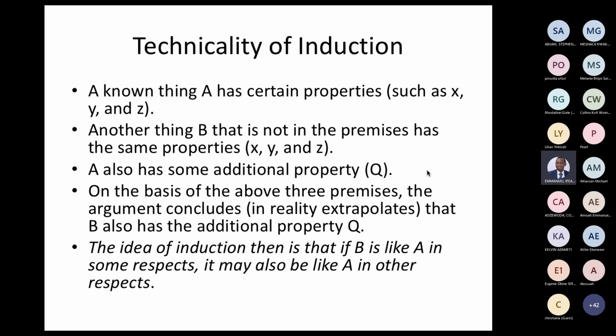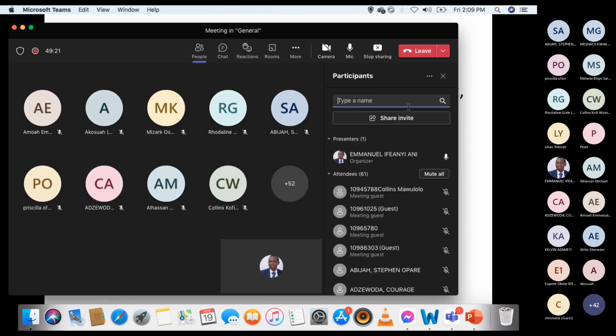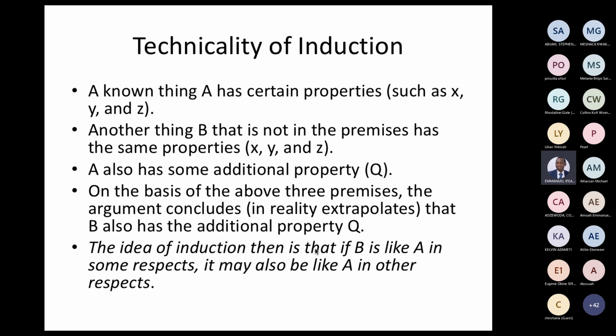Just because A and B have common properties X, Y, and Z doesn't mean that if A is found to have another property Q, that B must also have Q. Okay, so that's the technicality of induction.